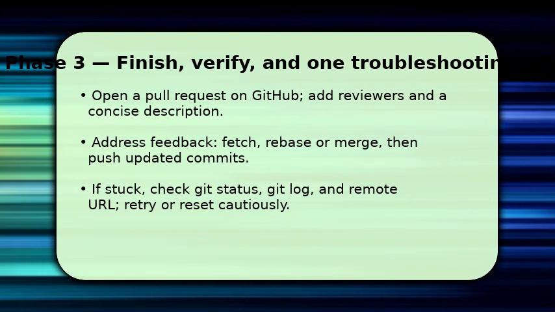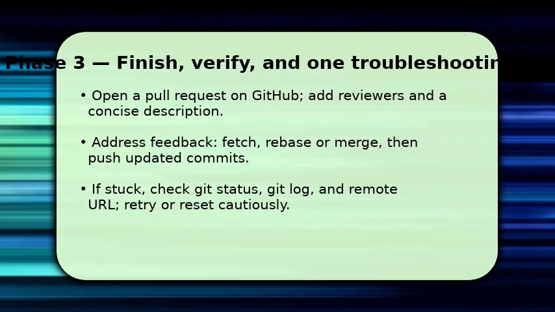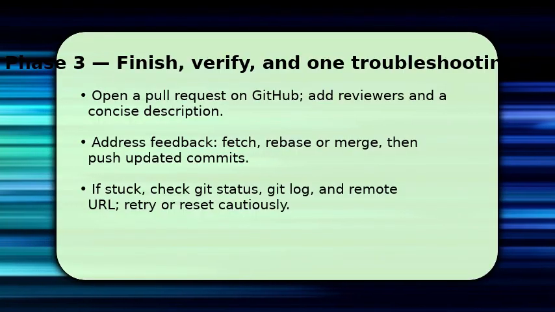Choose your branch, add a clear title and description, and request reviewers so changes can be validated. Once reviewers suggest edits, fetch updates, rebase or merge as your team prefers, resolve conflicts, and push the revised commits. After merge, delete the branch locally and remotely to keep history tidy.